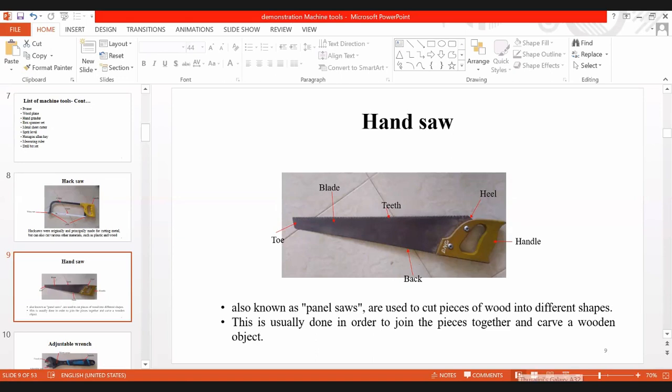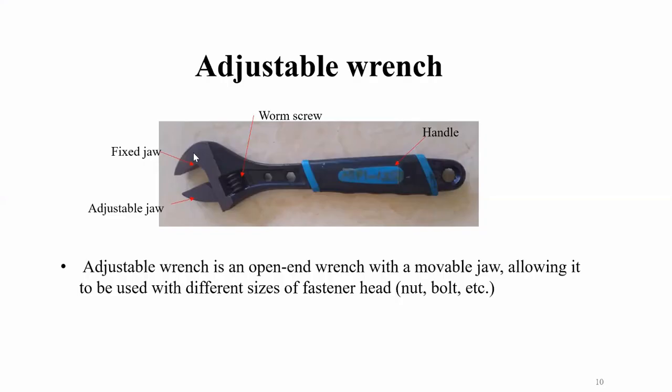Okay, the next tool is the adjustable wrench. Normally you can see here a fixed jaw, and the other one is the adjustable jaw, and this one is a worm screw. This one is used to adjust the distance between the fixed jaw and the adjustable jaw. Based on the size of the nut or bolt, you can change the diameter between the fixed jaw and adjustable jaw.